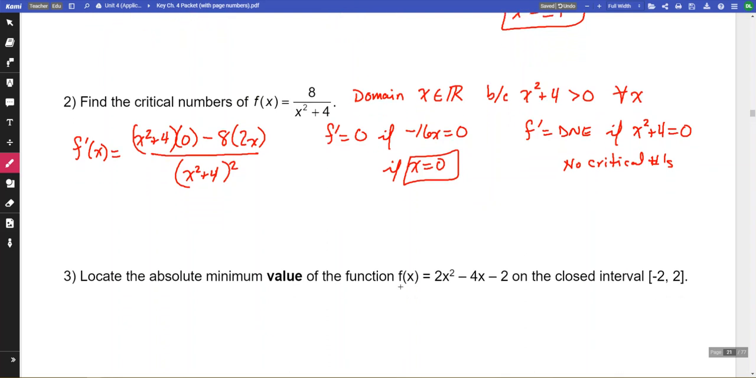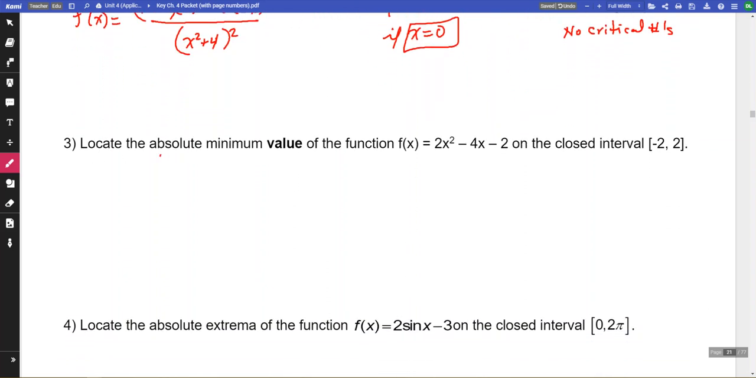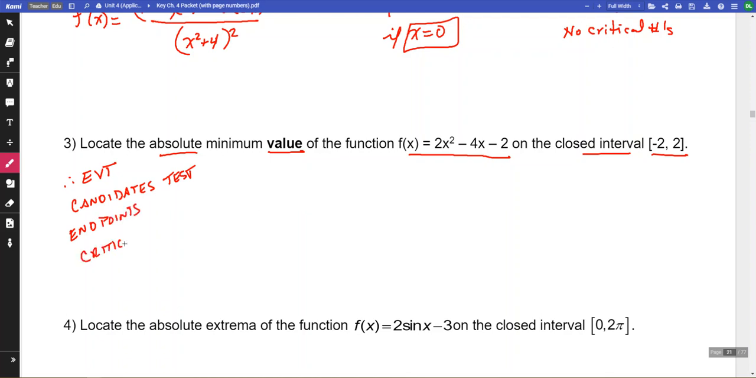Continuing with our work. Number 3, we want to locate the absolute minimum value on this closed interval, and our function is a polynomial. So therefore, we're going to have our extreme value theorem, which means we're going to use our candidates test. All right, which means we need to look at the endpoints and we need to look at the critical points.